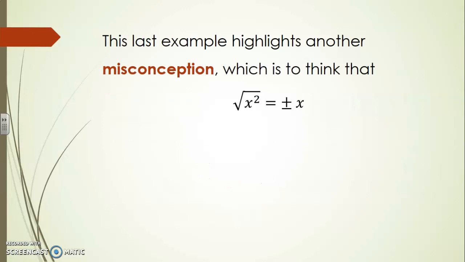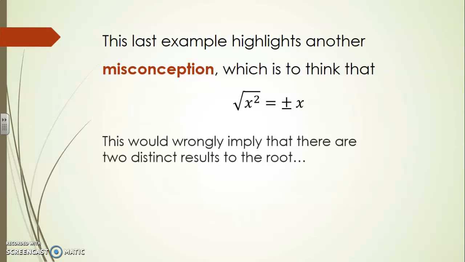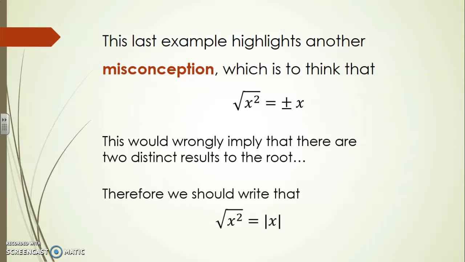Which leads us to the other misconception, which is to think that rooting x squared will give plus or minus x. Once again, the outcome has to be positive, and we're definitely sure that from the list plus or minus x, one of them is negative. Again, two outcomes are not allowed here. So this would wrongly imply that there are two distinct results to the root, and instead we should always write that the root of x squared reduces to the absolute value of x. This way we're absolutely sure that the outcome is a positive one.